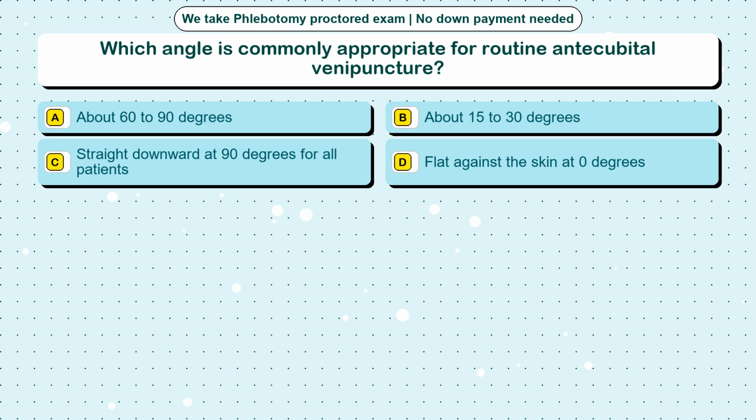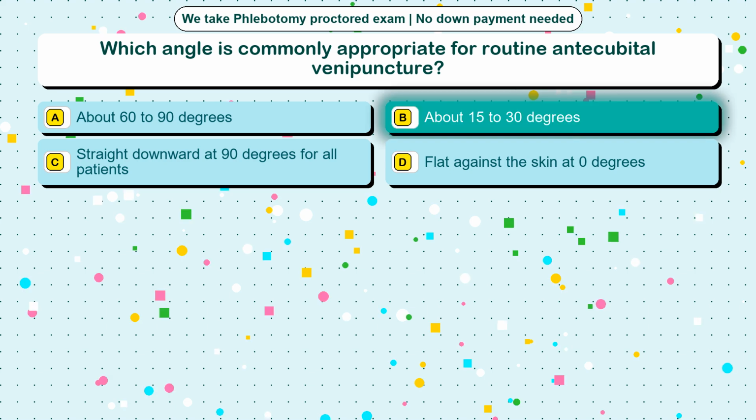Question 53. Which angle is commonly appropriate for routine antecubital venipuncture? Option A. About 60 to 90 degrees. Option B. About 15 to 30 degrees. Option C. Straight downward at 90 degrees for all patients. Option D. Flat against the skin at 0 degrees.